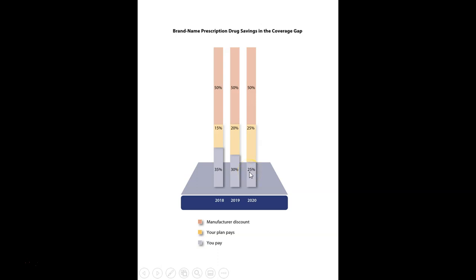So now for 2020, once you reach what's called the donut hole, you're not going to pay any more than 25%, and in some cases, depending upon the plan, not even that. The maximum that a person can pay while in the donut hole for brand name drugs is only 25%. That is really good and affordable, especially considering the manufacturer is discounting it at 50% right out of the gate.